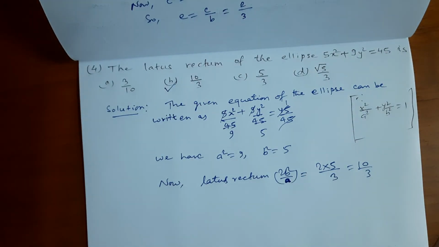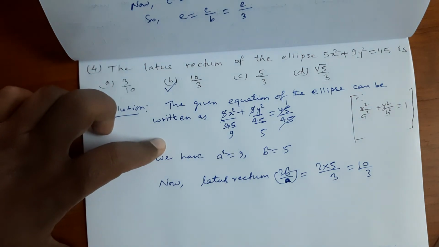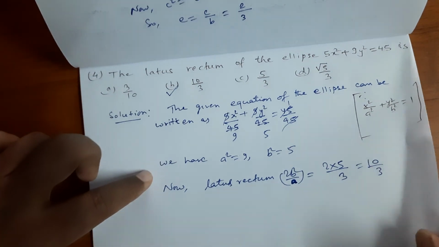In this way we can easily find the latus rectum of the ellipse when the major axis is along the x-axis. When the major axis is along the y-axis, the formula is 2a square over b. In that case also we can easily find it. Now look at the next problem.